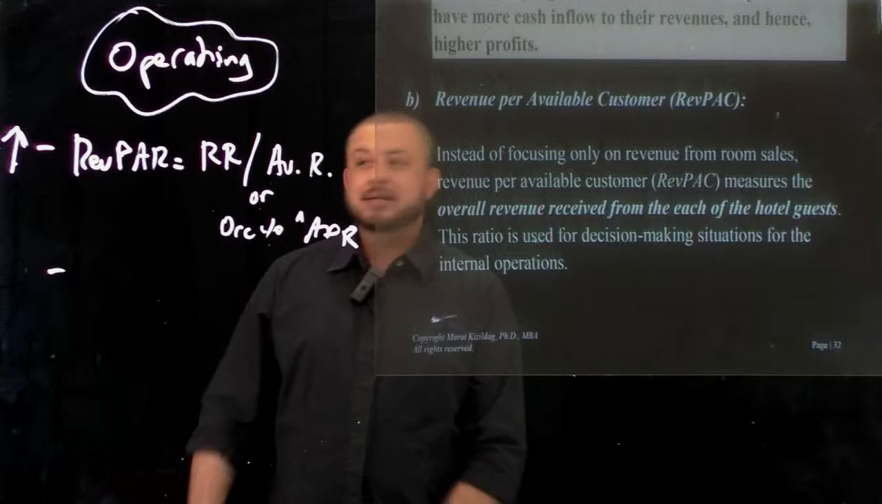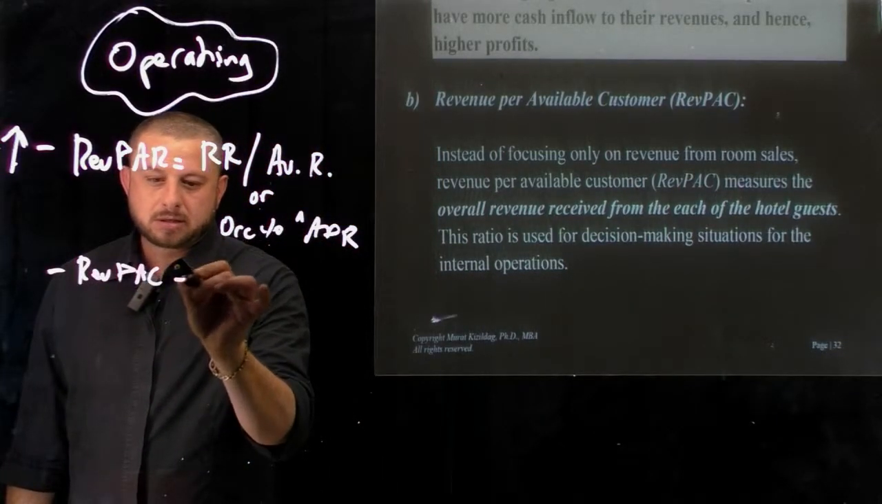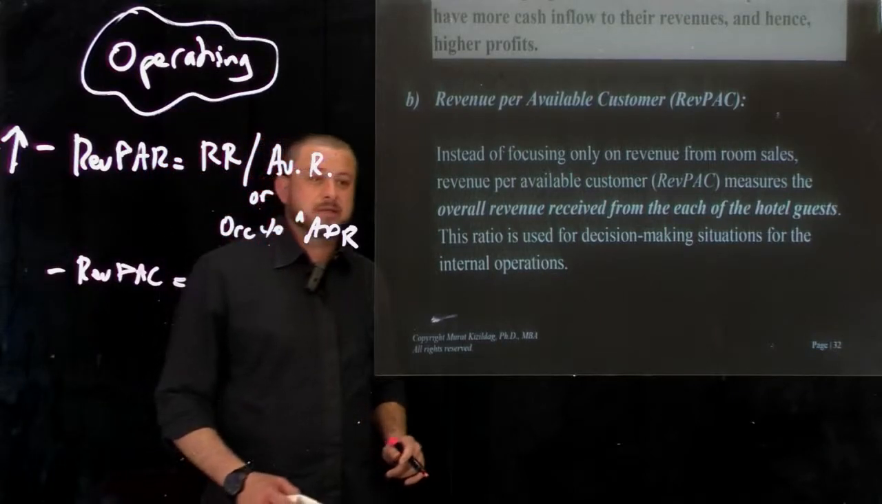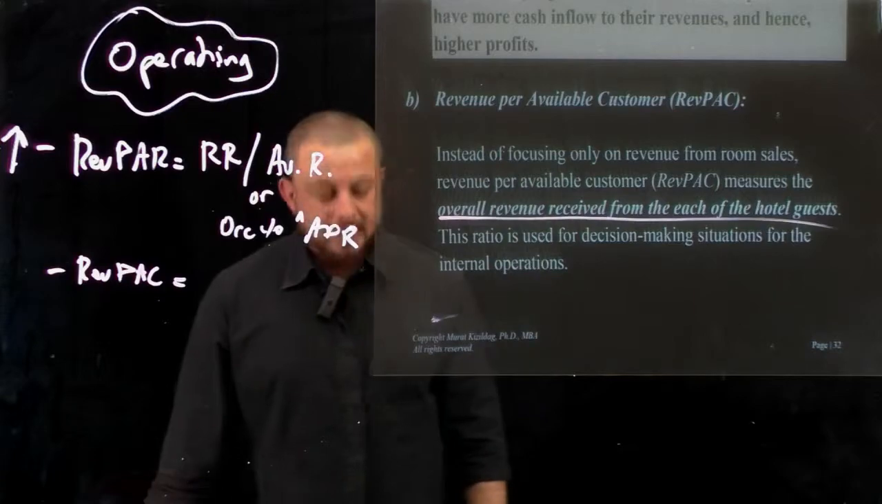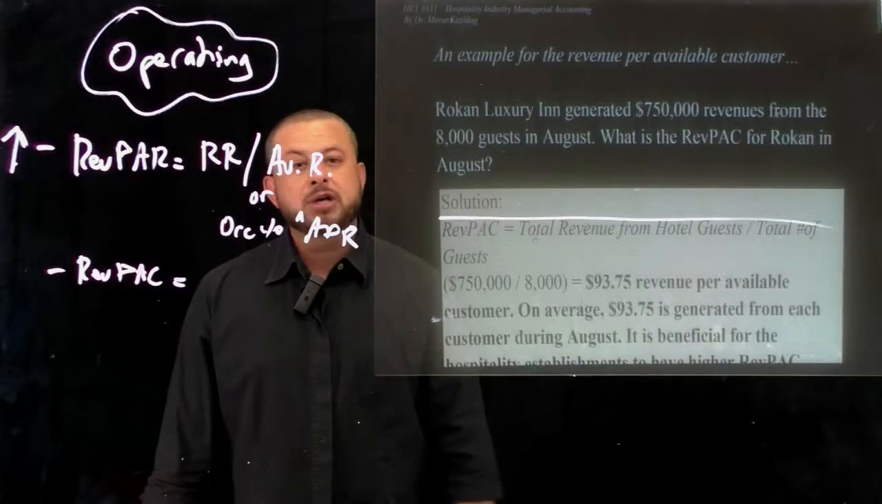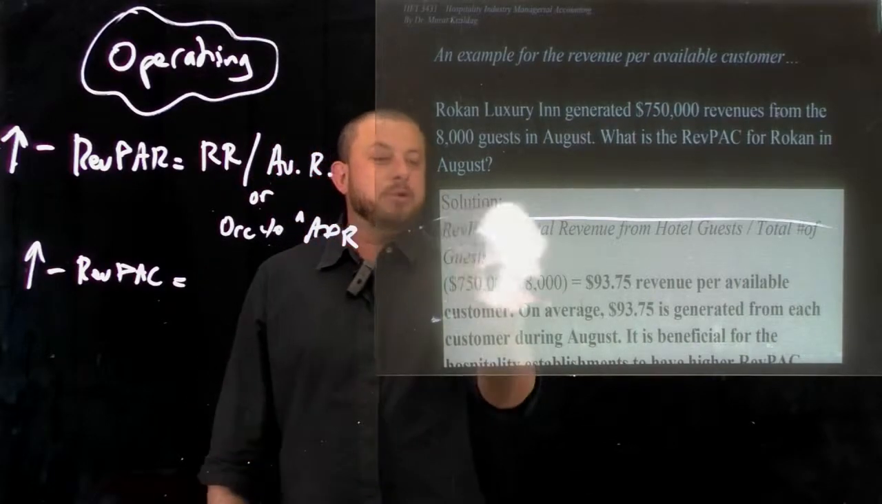Revenue per available customer, RevPAC, is another great indicator for hospitality industries because it shows overall revenue received from each hotel guest. Overall revenue generated from each hotel guest, of course. You want this ratio as high as possible as well.